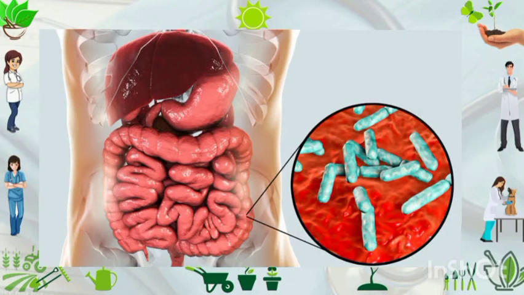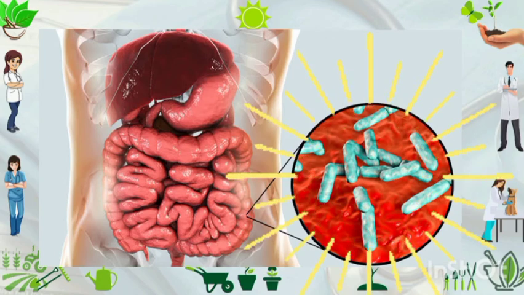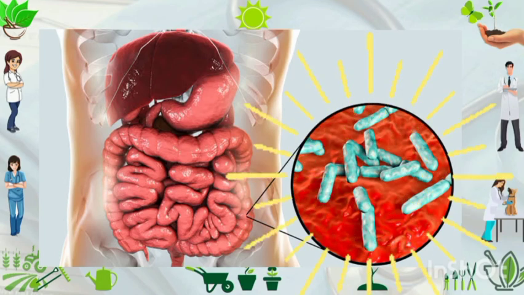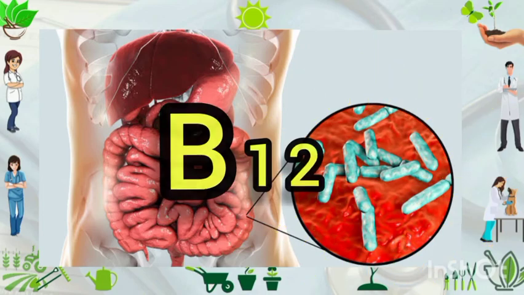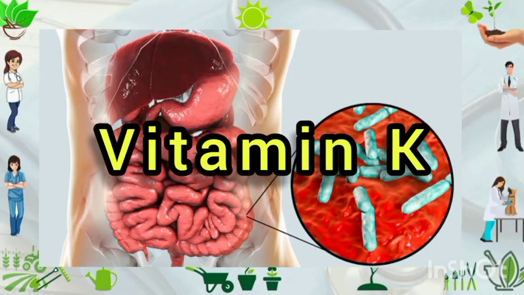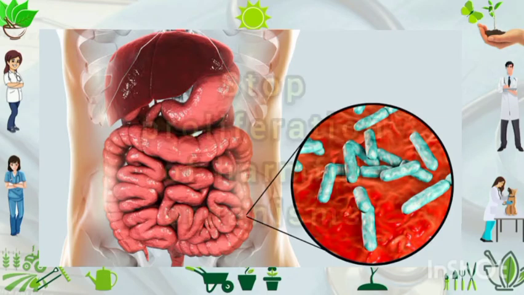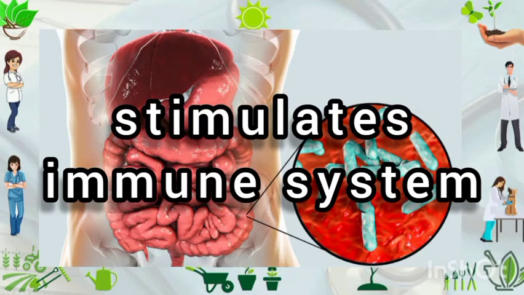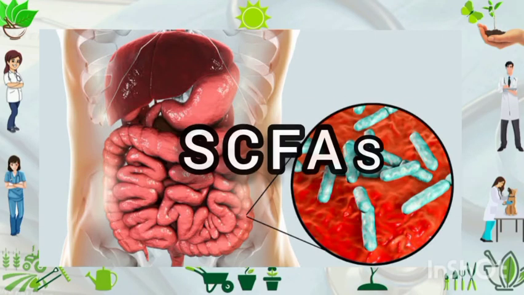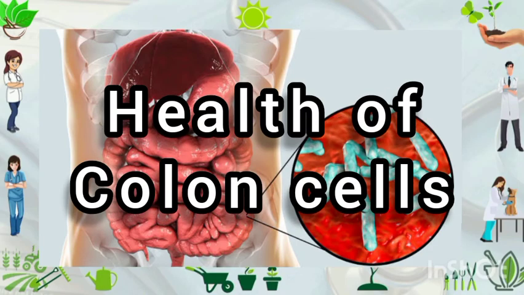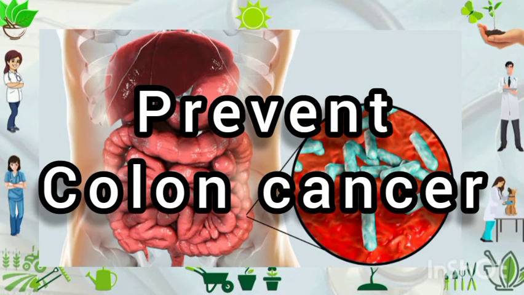There are trillions of bacteria, yeasts and parasites living in our intestines, mostly in the colon. Most of these are very helpful to our health. These organisms synthesize vitamins like B12, biotin, and vitamin K. They break down toxins and stop proliferation of harmful organisms. They stimulate the immune system and produce short-chain fatty acids (SCFAs) that are required for the health of colon cells and help prevent colon cancer.